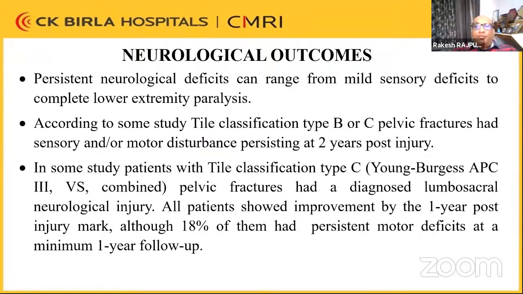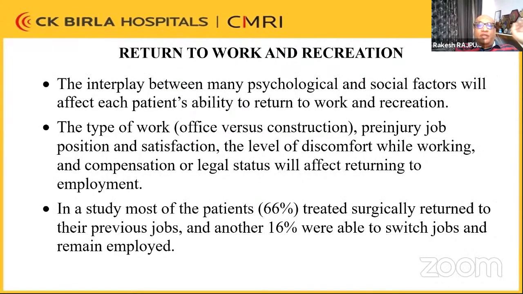The other big issues with these patients regarding outcomes will be the neurological issues. So many of these patients will have neurological issues, and particularly the vertical displacement fractures, or the ILC as we call them, will have these issues. But if you analyze them over a 1 year period, about 80% of them will get better. So you may have still 18% of them still having some persistent motor deficit.